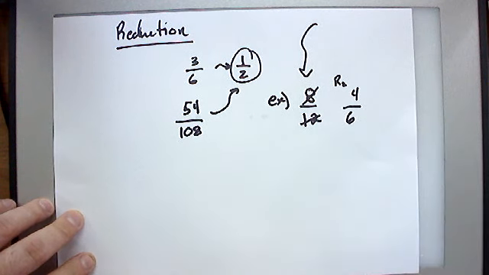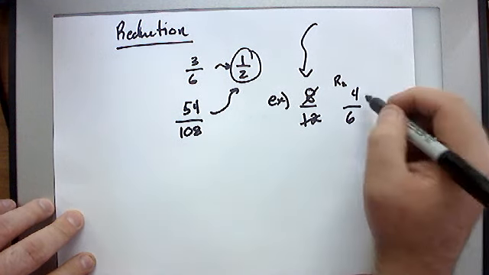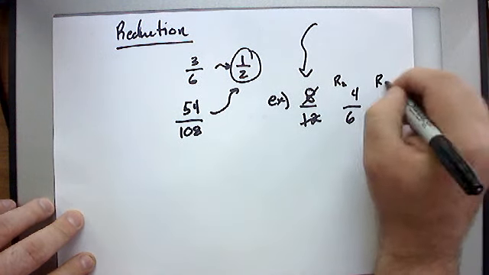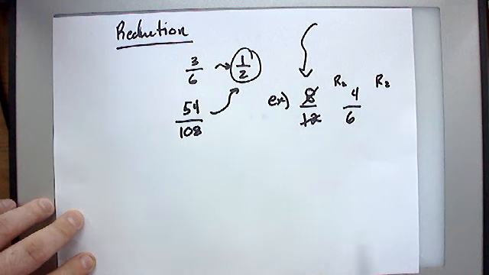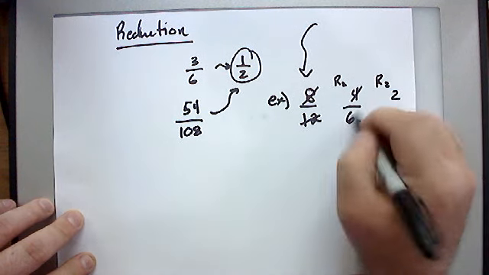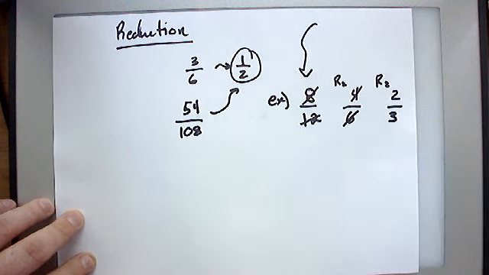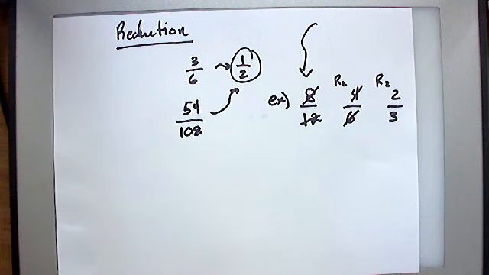4 over 6 is a reduced version of 8 over 12, but it's not reduced all the way because, again, I can do a 2 again, right? I could reduce by 2 again. 4 divided by 2 is 2. 6 divided by 2 is 3. And now we have 2/3. That's reduced because nothing other than 1 will go into 2 and 3. 2/3, so that's the final answer there.